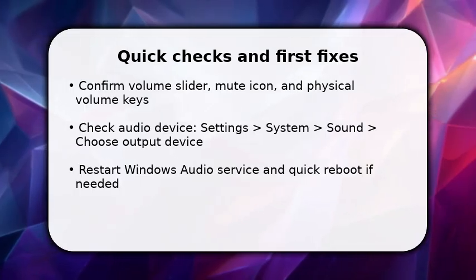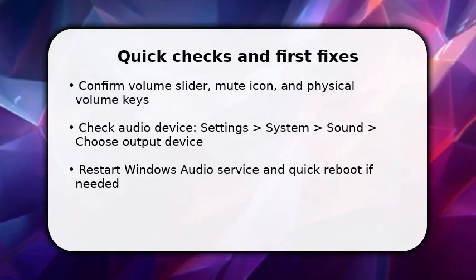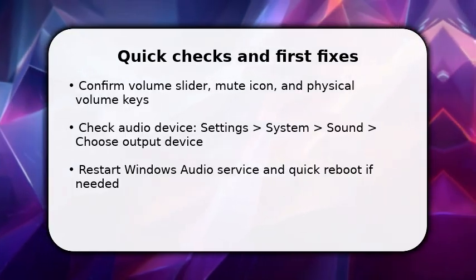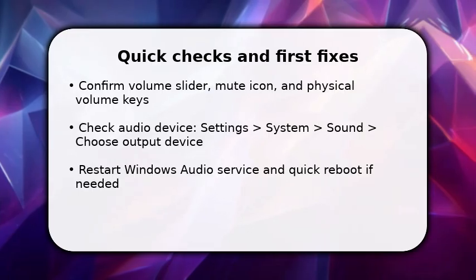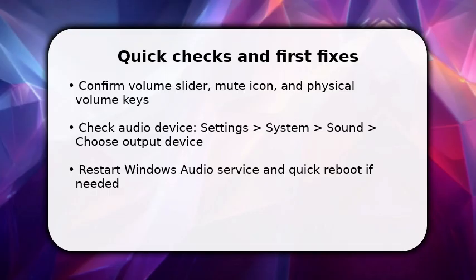You start by verifying the simple stuff so you don't chase ghosts. Check the taskbar volume slider and mute icon, then press the physical volume keys. Next, open Settings, right arrow System, right arrow Sound and choose the correct output device. Windows often defaults to HDMI or Bluetooth.